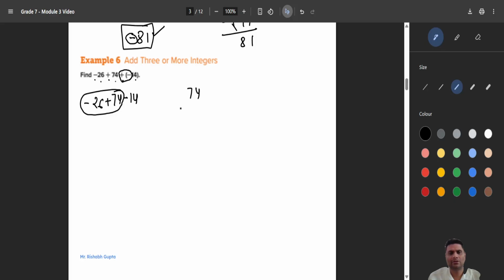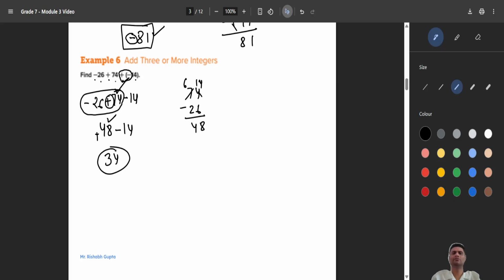So 74 minus 26. This will become 6. This will become 14. 14 minus 6 will become 8. 6 minus 2 will become 4. 48. 48 will be plus or minus? Check the bigger number. The bigger number has plus, so it will remain plus. But then minus 14. Now 48 minus 14, 34. The sign will be plus because the bigger number has plus sign here. I will put plus. So the answer is 34. I hope you understood the question.